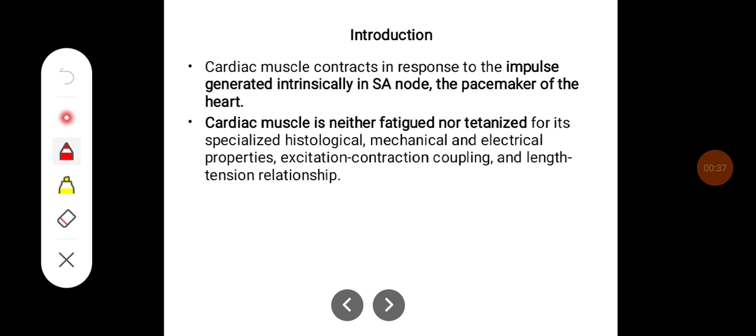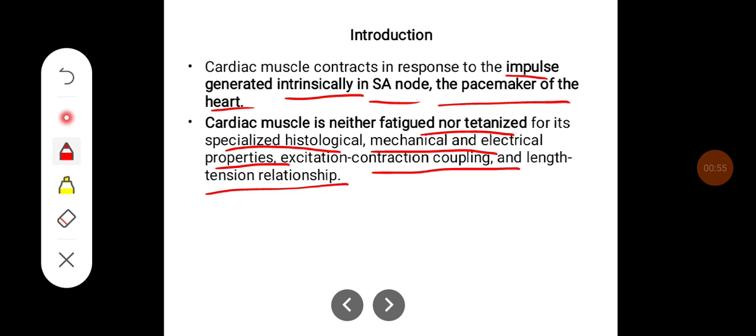Cardiac muscle contracts in response to an impulse generated intrinsically in SA node, the pacemaker of the heart. The cardiac muscle is neither fatigued nor tetanized, because of its specialized histological, mechanical and electrical properties, excitation-contraction coupling, and length-tension relationship.